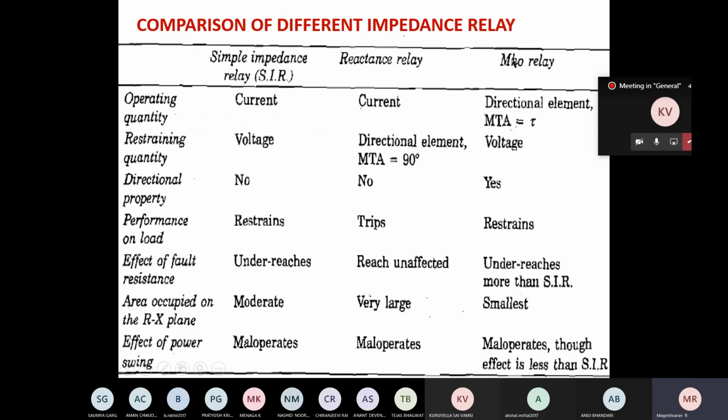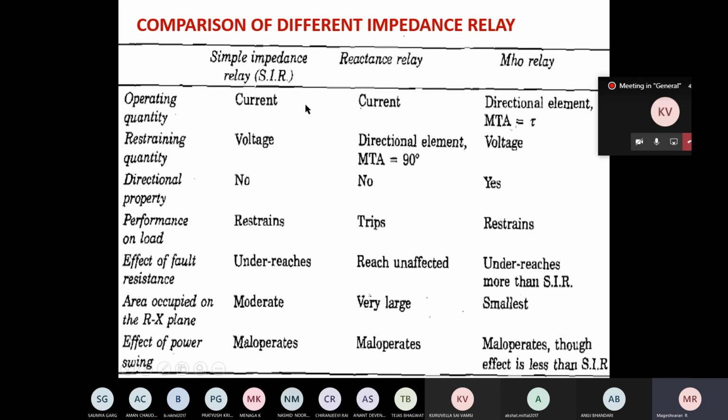So it is a simple comparison of all the three different impedance relays we discussed. The table is made based on which quantity you are considering as operating quantity, restraining quantity, directional property, performance on load, effect of fault resistance on the reach of the relay, area occupied in the RX plane, and effect of power swing. For the simple impedance relay, operating quantity is current. Similarly, for the reactance relay also the operating quantity is current.